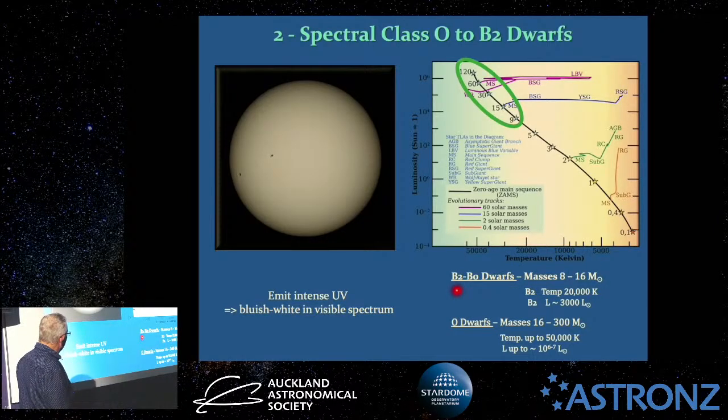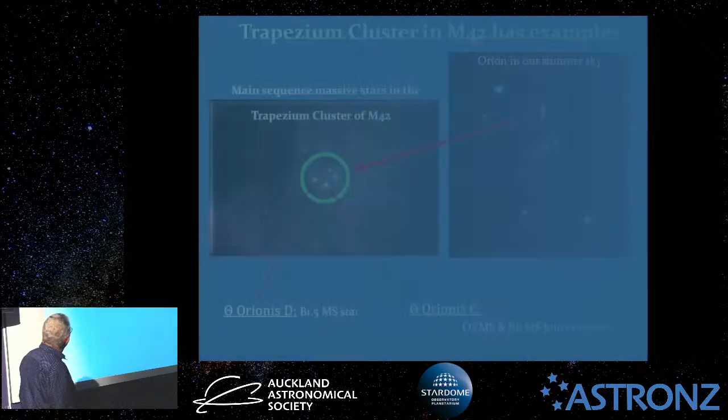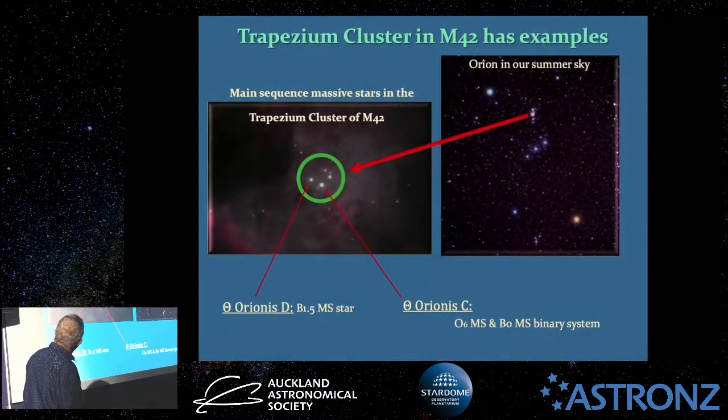So about 20,000 degrees. For these B2, the lower end of the massive stars, you're talking about a luminosity of about 3,000 times as bright as our sun. The O dwarfs, you can actually get up to 300 solar masses, which we'll talk about later. The surface temperatures get up to about 50,000 degrees, and you're looking at up to a million, even up to 10 million luminosities. Imagine that, 10 million times as bright as our sun. So that's the range of these main sequence massive stars.